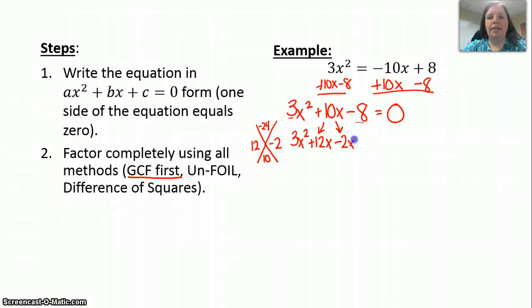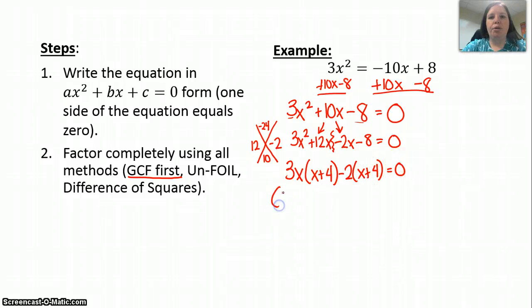12x, and I use those numbers to split my middle term, and then unfoil by grouping. So what's the GCF of my first set of terms? It's 3x and x plus 4. The GCF of my second set of terms is negative 2 and x plus 4. So my factored form is x plus 4 because these parentheses match. And then what's left over is 3x minus 2. So now I have my factored form.